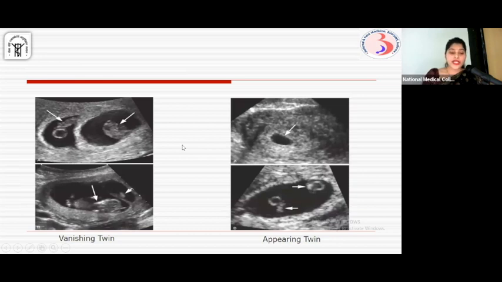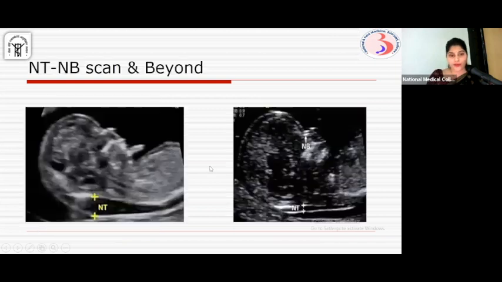It is an opportunity to assess amnionicity and chorionicity in cases of higher order gestation. Sometimes in the early scan, we see 2 embryos or 3 embryos, and in the later scan, we see one of the embryos has vanished, which could be a vanishing twin. And in some cases, a single gestational sac is seen in the first visit, and in the later scan, we can see 2 embryos, which is usually known as the appearing twin.